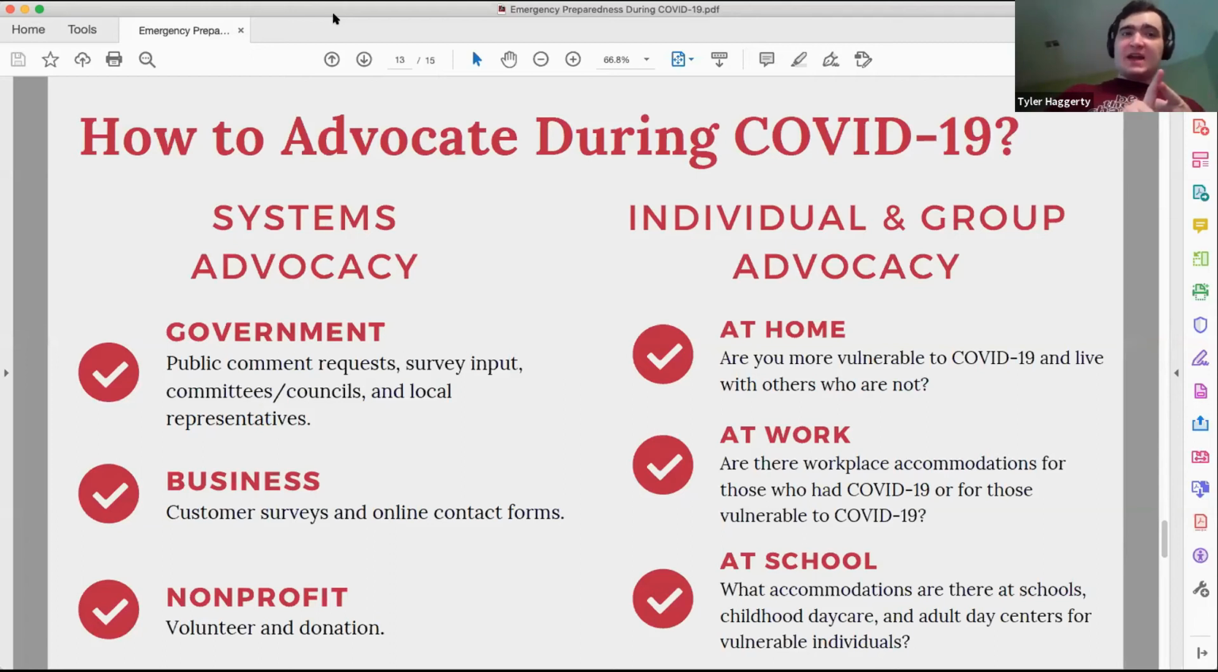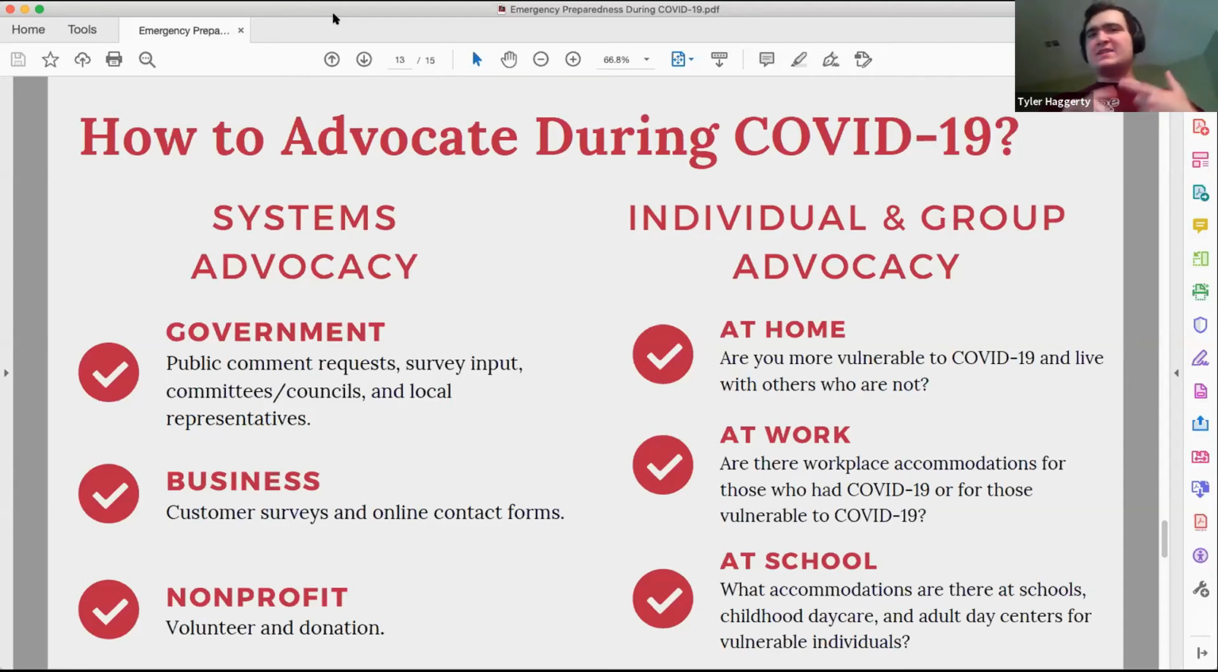You have systems advocacy, which involves responding to public comment requests, survey input, reaching out to committees or councils in your local government. With businesses, you can fill out customer surveys and online contact forms, and volunteering or donating to nonprofits. Then you have individual and group advocacy.